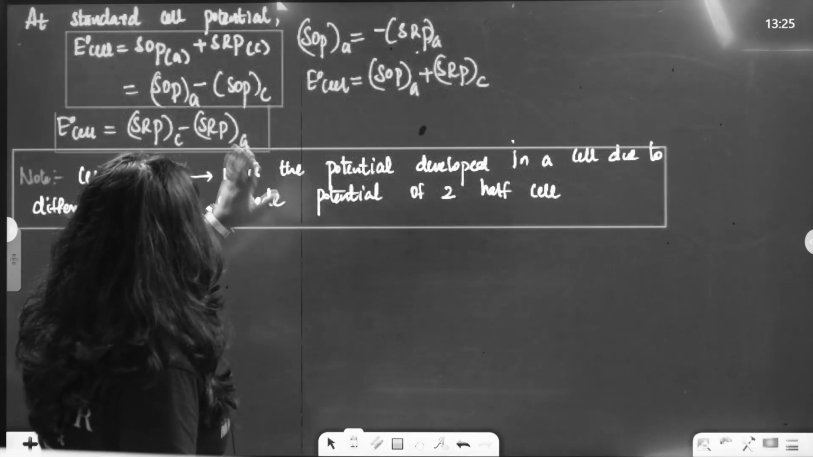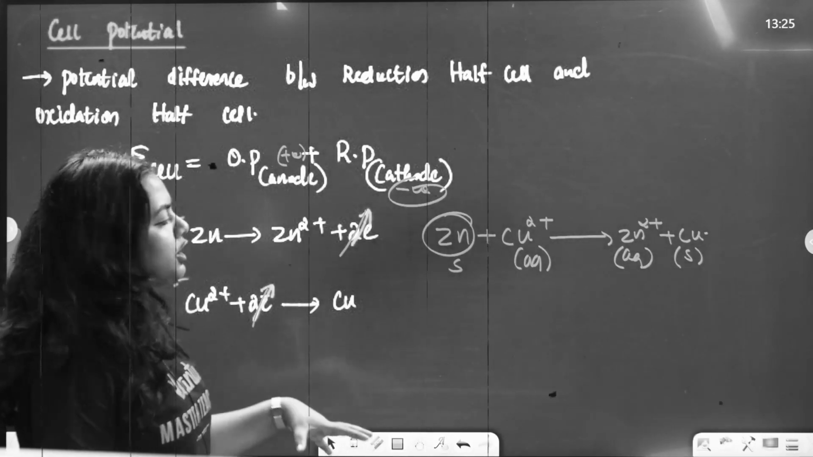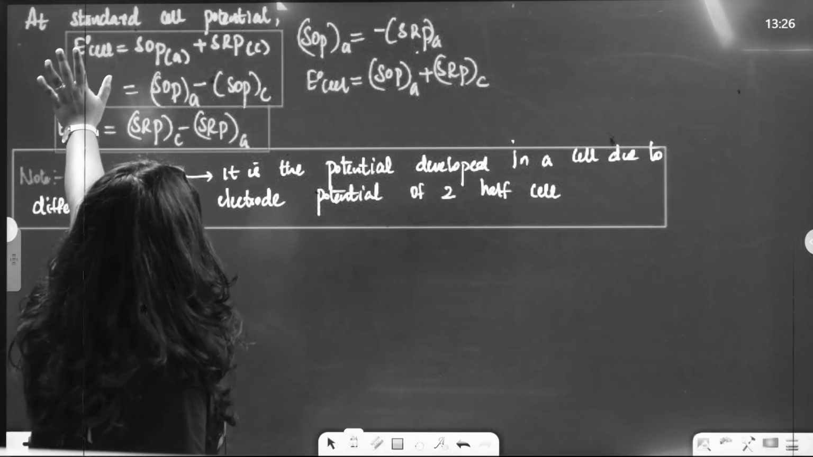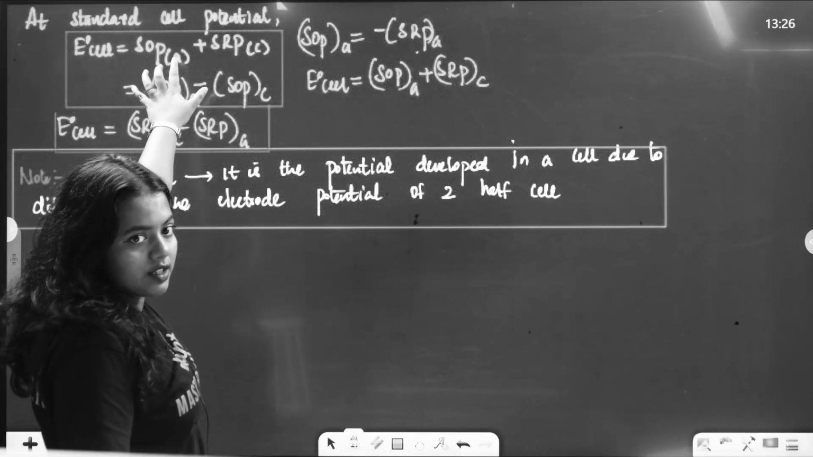Now, cell potential and the time, there is the oxidation potential plus reduction potential and all. So always remember standard E0 cell will be standard oxidation potential, that is anode, which is happening in the anode.